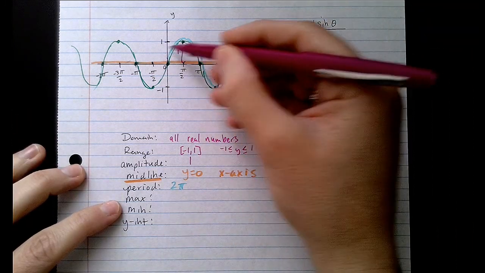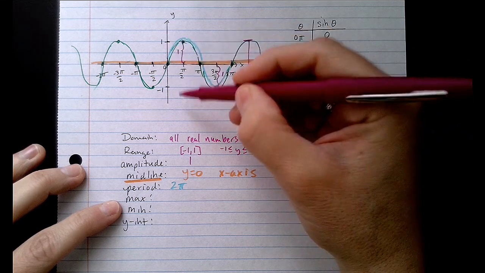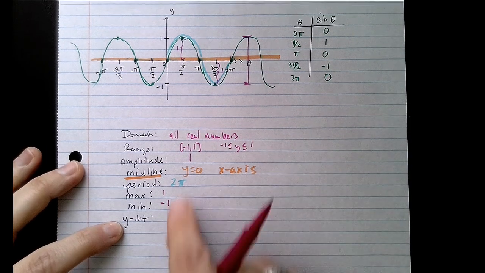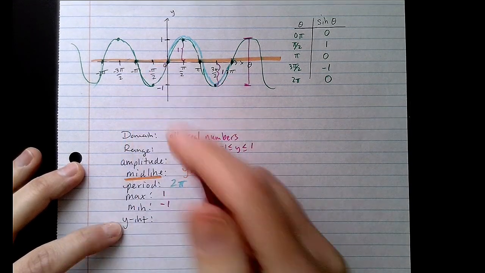What is the maximum of this function? It is 1. What is the minimum? It is negative 1. And what is the y-intercept? Sine goes through the origin.